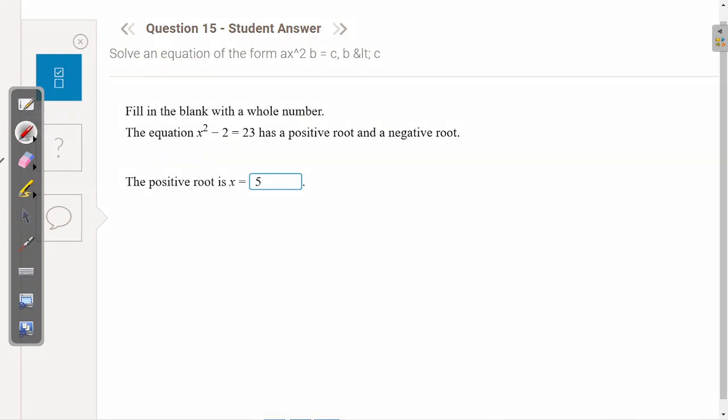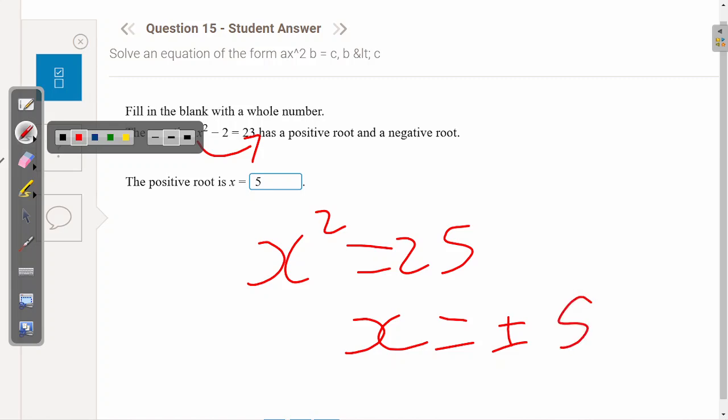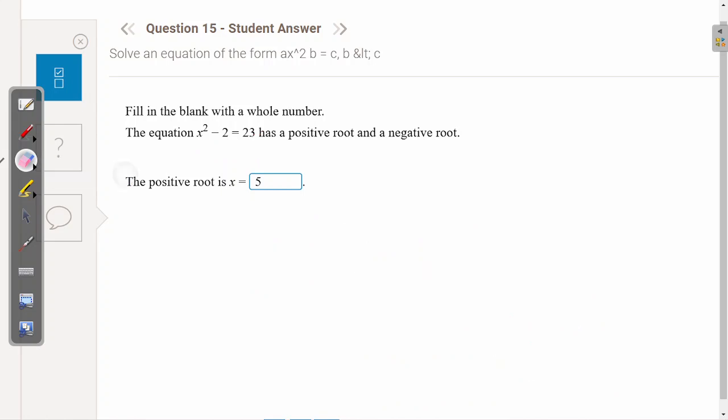Okay. You don't have any other x, only x squared. So you can just isolate it and square root everything. So move the 2 to the other side. x squared equals 25. So x equals positive or negative radical 25, which is 5. So x equals 5 or x equals negative 5, because negative 5 squared is also 25. They want the positive root, so it's 5.